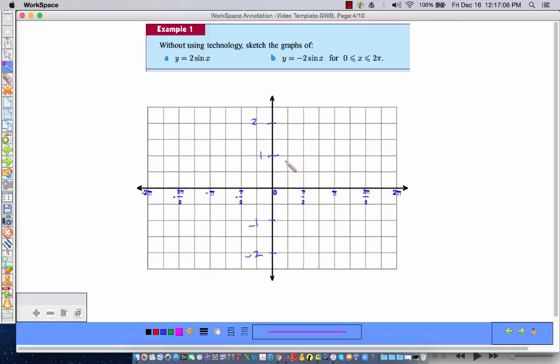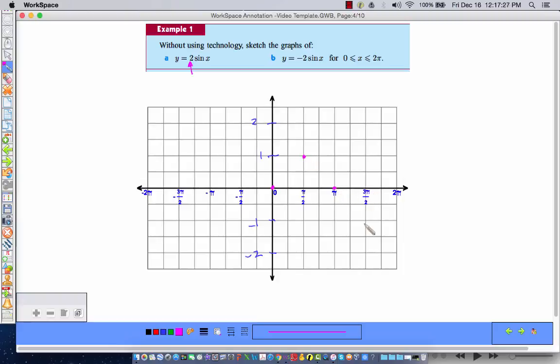Okay, so let's see. We know that the sine of 0 is equal to 0, so I'm going to plot that point here. I'm not worrying about the 2 in 2 sine x just yet. The sine of pi over 2 is 1. The sine of pi is 0.